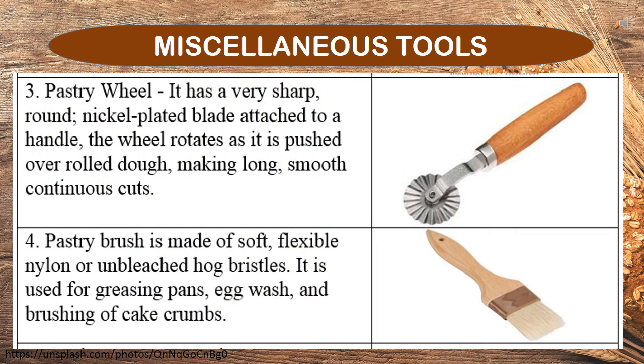Pastry wheel. It has a very sharp, round, nickel-plated blade attached to a handle. The wheel rotates as it is pushed over rolled dough, making long, smooth, continuous cuts. Pastry brush. It is made of soft, flexible nylon or unbleached hog bristles. It is used for greasing pans, egg wash, and brushing off cake crumbs.